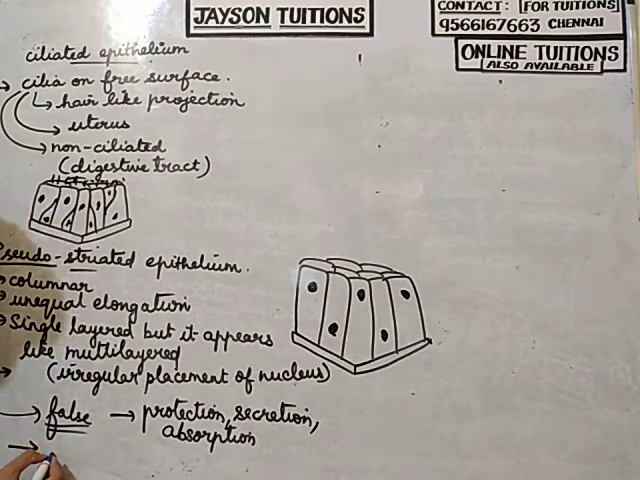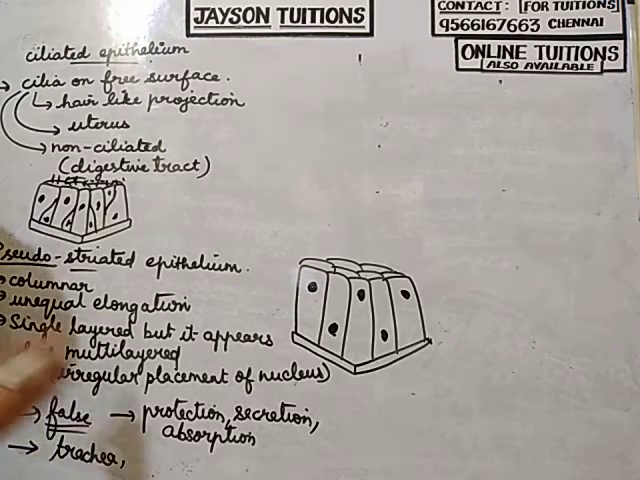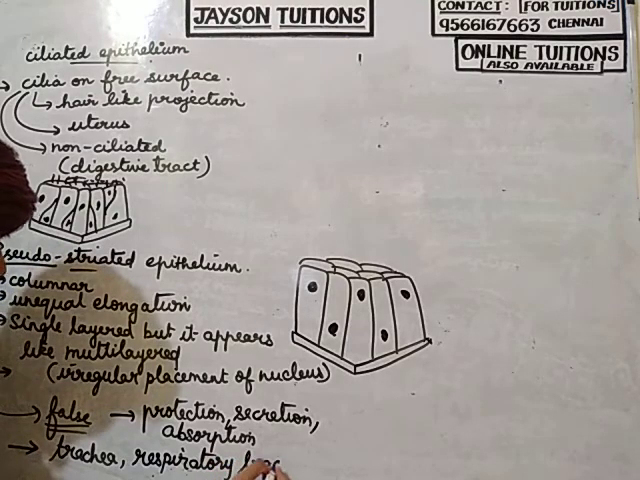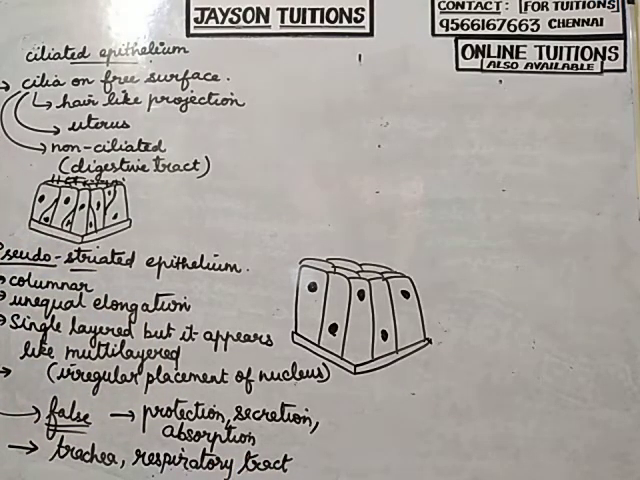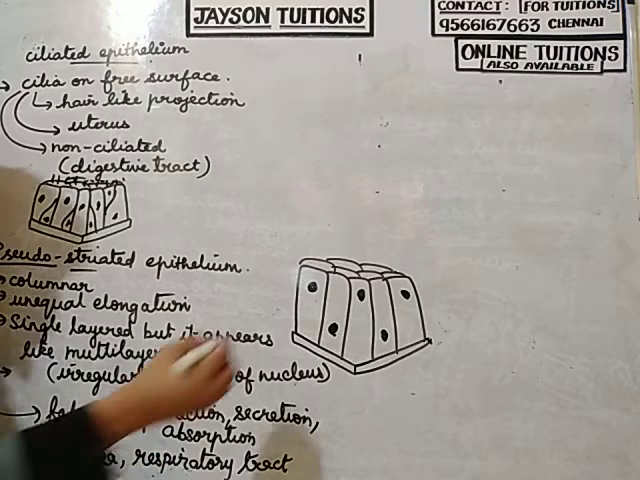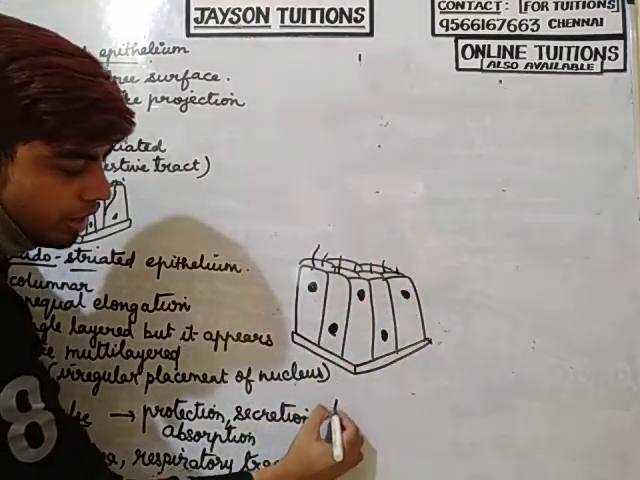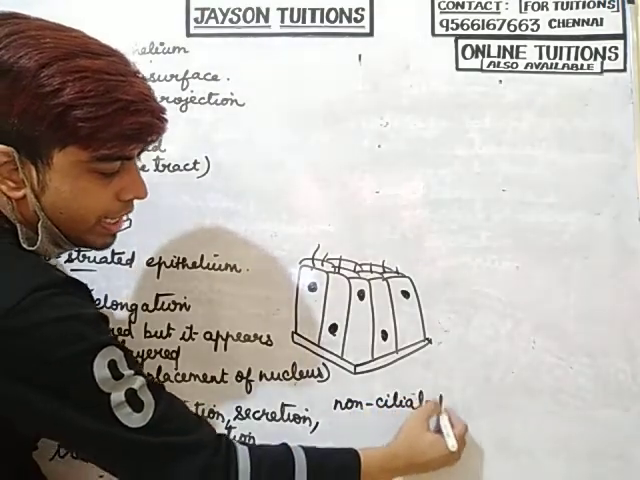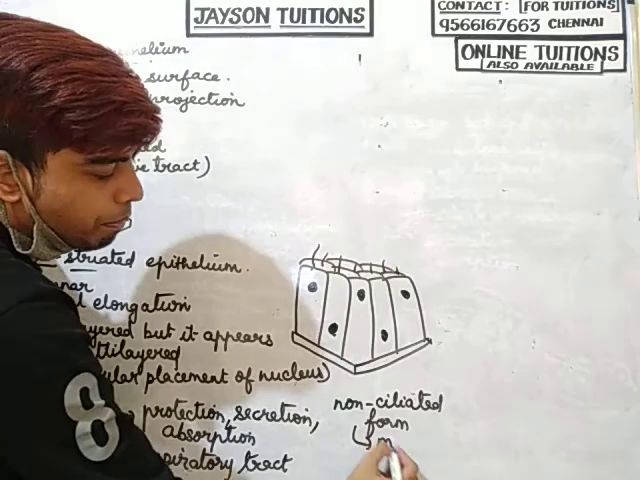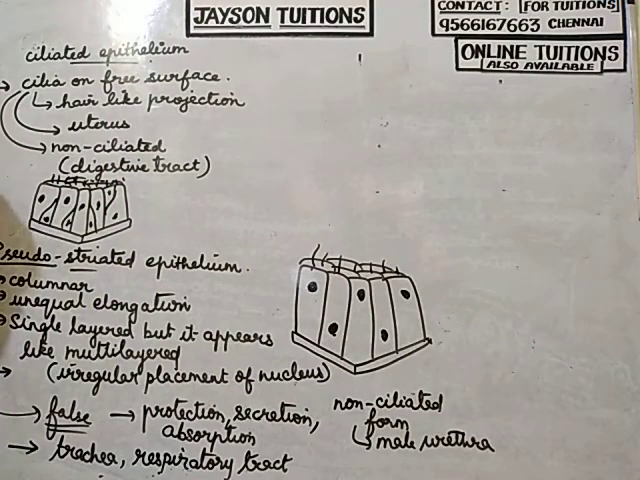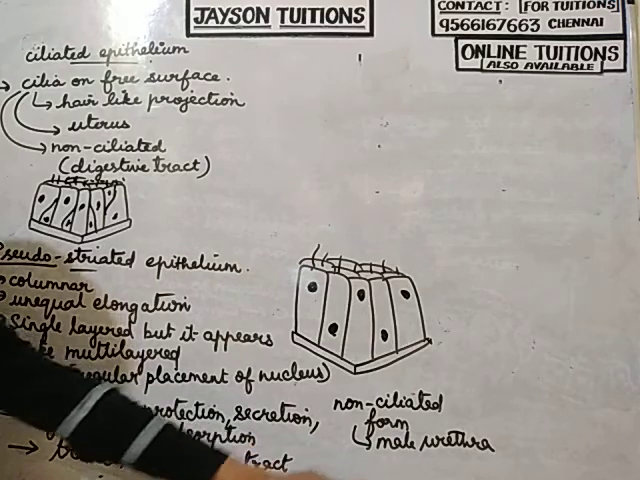Where is it found? It is found in the trachea. You know what the trachea is? In the throat region. And in the respiratory tract. In these two places it will have cilia. Whereas the non-ciliated form is present in the male urethra. Male urethra means in the excretory system it is present.